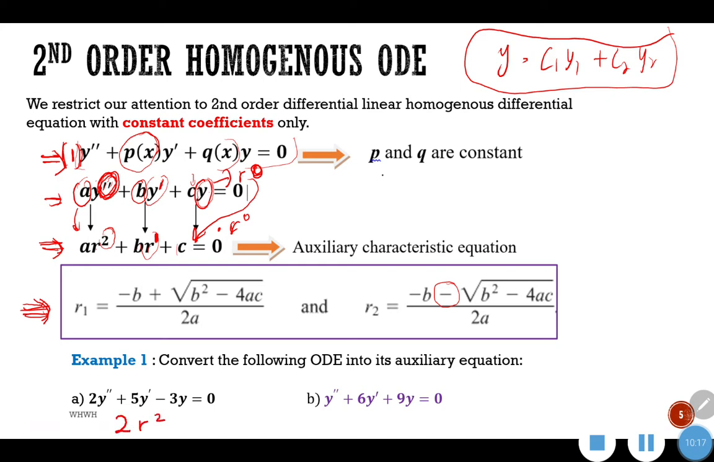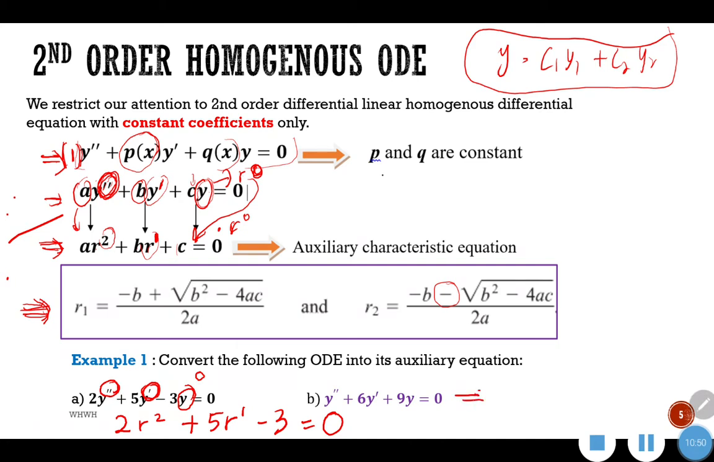2r square. Faham tak? Ni 2 ni. 2 maknanya 2 prime. So r jadi kuasa 2. And then plus with 5. Y prime ni 1 je prime. So r kuasa 1. Minus with 3. Y tak ada pun. Tak ada kuasa. So kuasa dia kosong. So r kuasa 0. R kuasa 0 is 1. So just tinggallah dia negatif 3 sahaja. Minus 3 equals to 0.